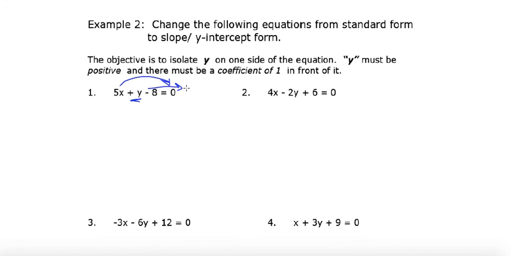All right. So when we're doing that, you also have to make sure that y is positive and that there's no coefficient in front of it. So there's no number in front of your y. And we'll look through some of those examples as we continue.